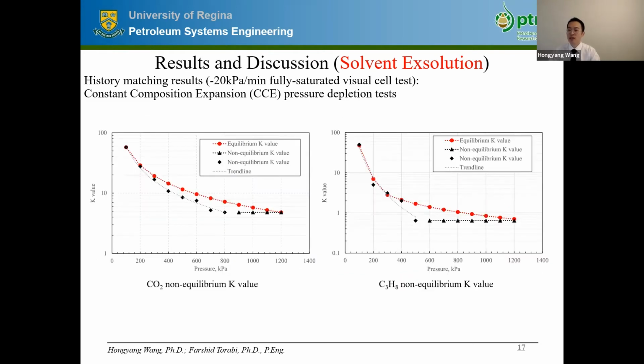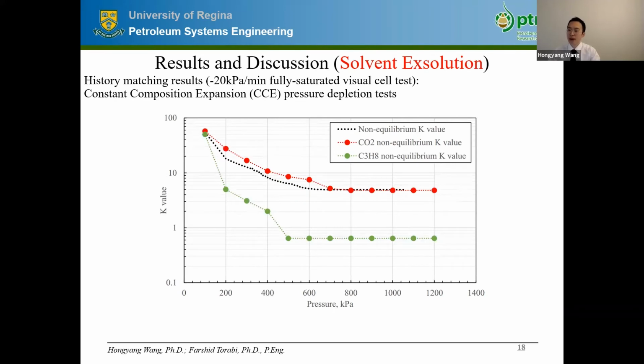And here is the non-equilibrium K value that was achieved from the numerical simulation. Also we can see there is a gap between the equilibrium K value as well as the non-equilibrium K value. By combining CO2 and C3H8 as one pseudo component, we can see that the non-equilibrium K value of the mixture solvent lies between the individual solvents' non-equilibrium K values.